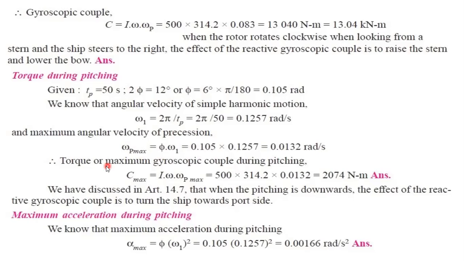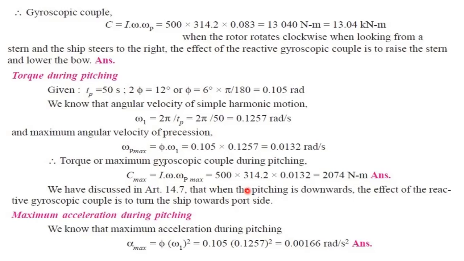The torque is nothing but the maximum gyroscopic couple, so don't get confused. If they are asking for torque, it means the maximum gyroscopic couple. The maximum gyroscopic couple is I omega omega p max. So substitute all the values and you can easily determine it in terms of Newton meter.